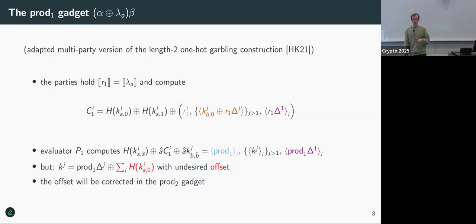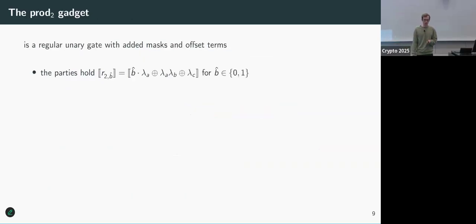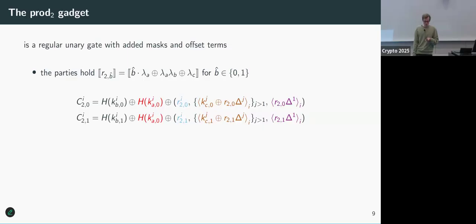And the problem is that at this moment, no party alone can undo this offset. So this is why we will correct it in the other gate. And the other gate is just a regular unary gate that is garbled in the same way as the authenticated garbling. So we will compute 2 ciphertexts. Both of them are encrypted with the 0 and the 1 key.